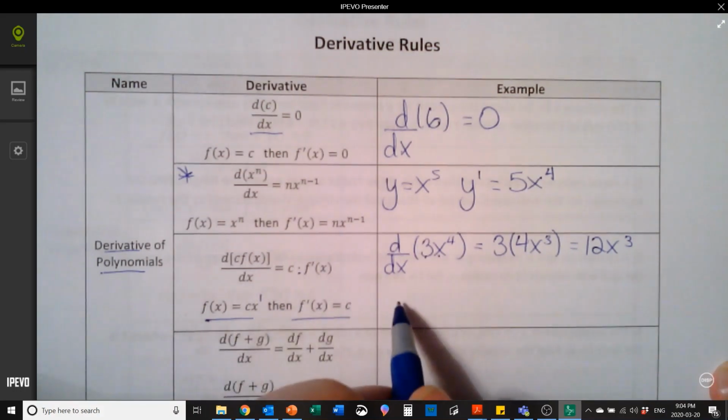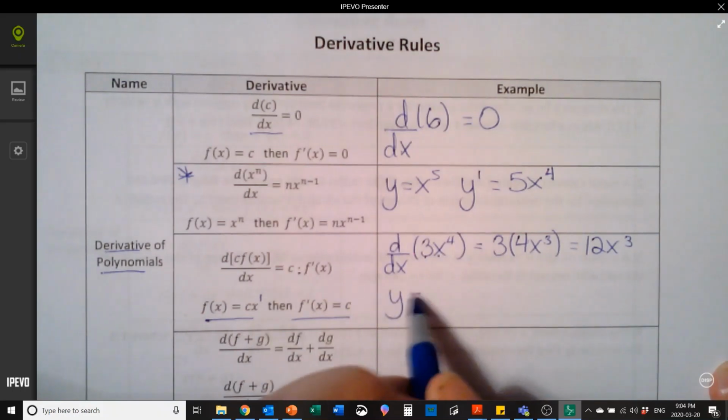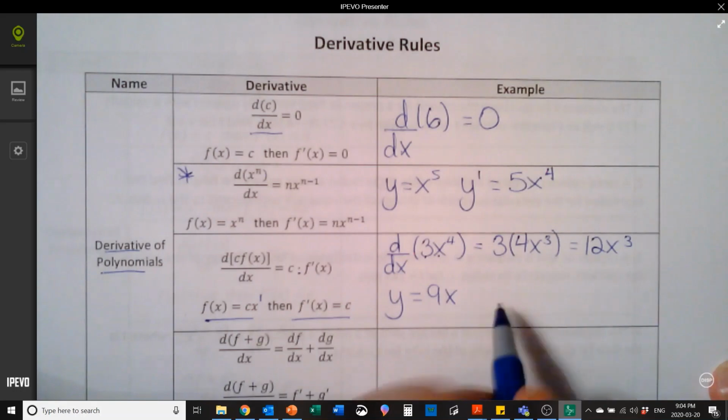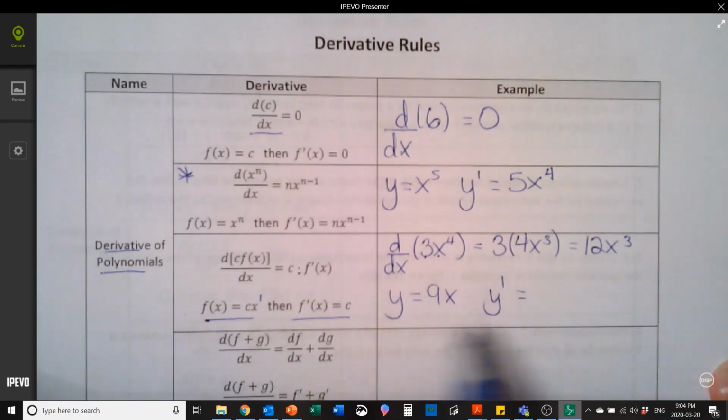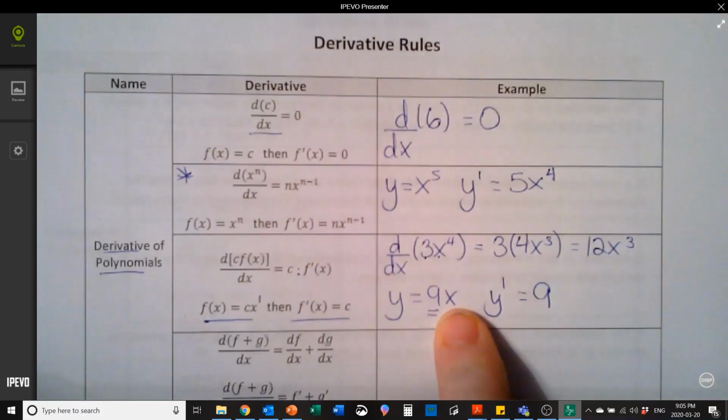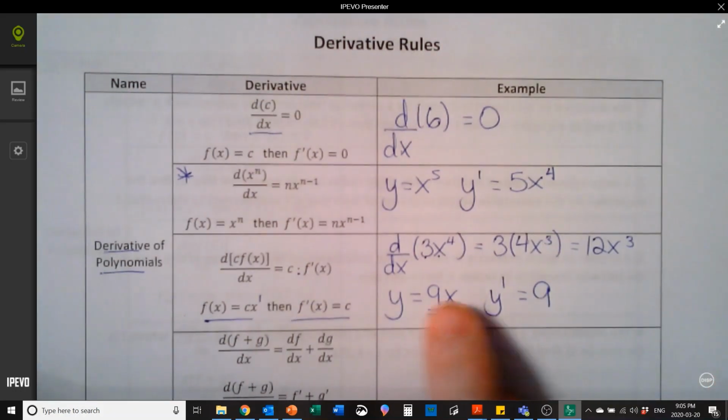So this would look like y equals 9x. If I want the derivative of this, I know the derivative is just the coefficient, 9. Okay? And that's true anytime the function of x is just x. There's no x squared or x cubed or x half. If the function is just 9x or 4x, I would know the derivative is just 4. If it was negative 2x, I would know that the derivative is negative 2.